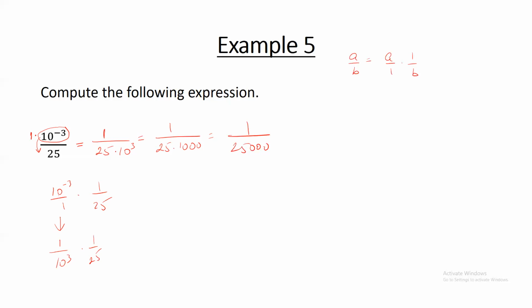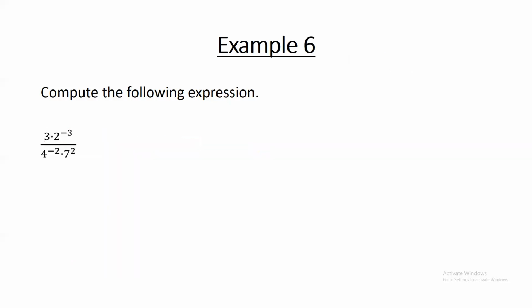Okay, one more example to really illustrate this point, to really illustrate this shortcut of being able to take a negative exponent and move it to make it positive. 3 times 2 to the negative third over 4 to the negative second times 7 to the positive second.